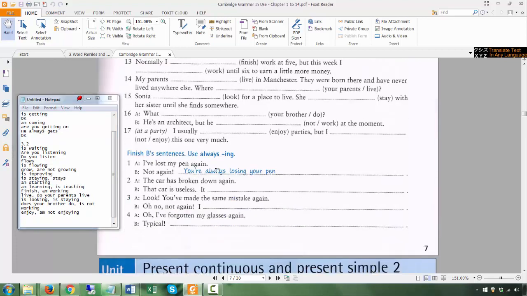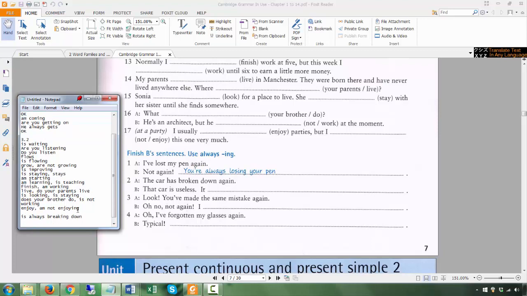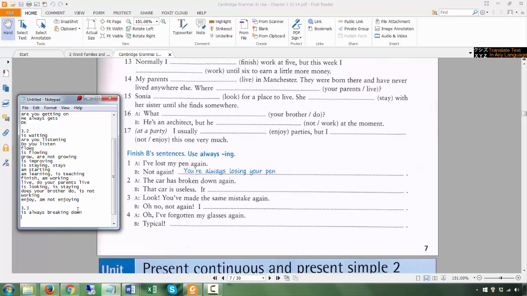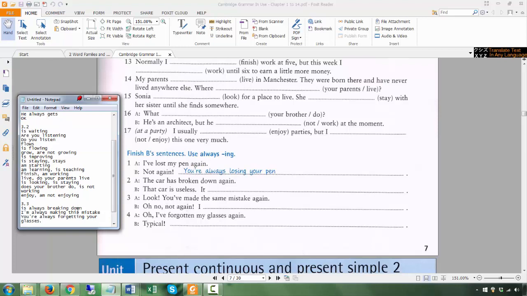Okay, and you have this special use, always plus verb ing in the continuous tense, and this is kind of like that special use of a bit of irritation. Okay, so that car is always breaking down. Look, you've made the same mistake. Oh no, I'm always making this mistake. Oh, I've forgotten my glasses again. Typical, you're always forgetting your glasses. Okay.